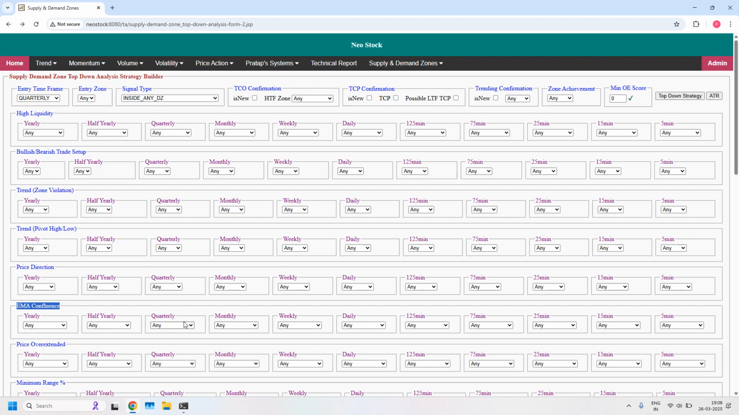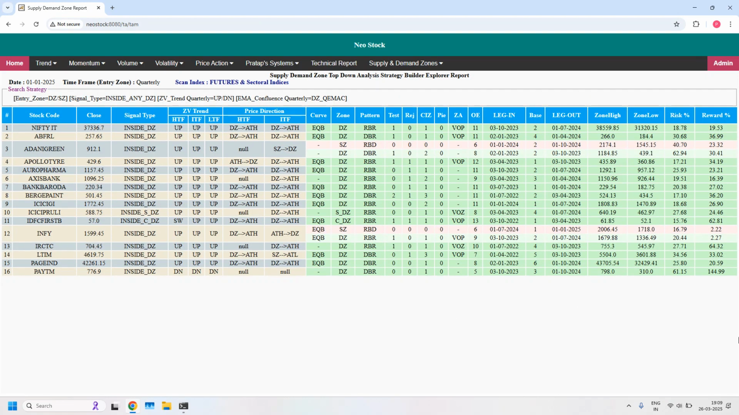So EMA Confluence at quarterly time frame, I am setting the filter quarterly demand zone with quarterly EMA Confluence. And also trend on the quarterly time frame should not be sideways when you are selecting EMA Confluence. So that's why selecting up or down with these filters. We got 16 stocks.